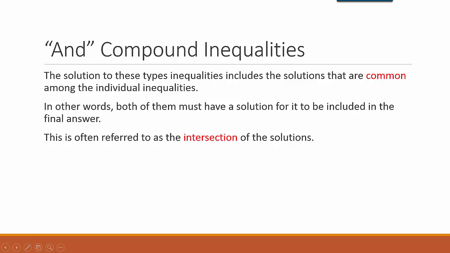Compound inequalities include two inequalities that we will graph on one number line and write one solution for. The solution to the and type inequalities are the solutions that both of the inequalities have in common. Another way to look at that is the intersection of the two solutions. So if you had a Venn diagram, then this area here would be the and, what they both have in common.